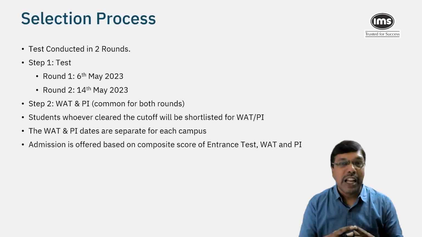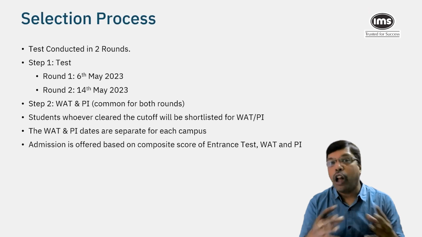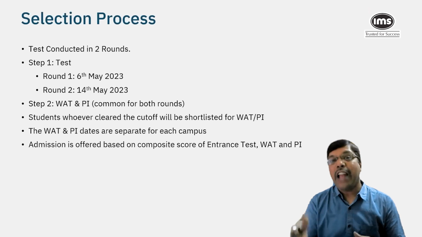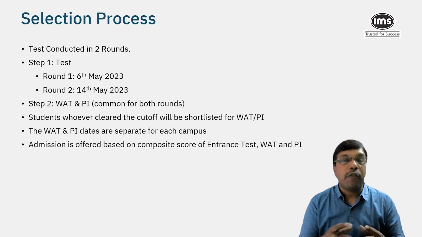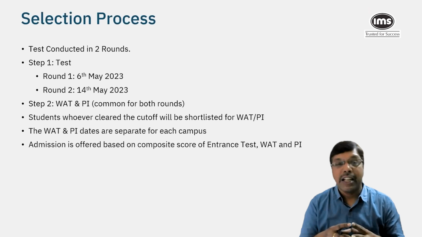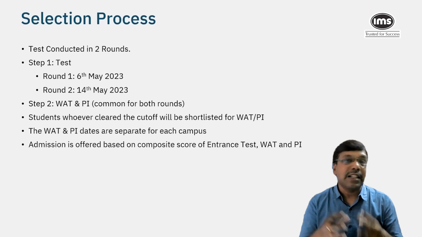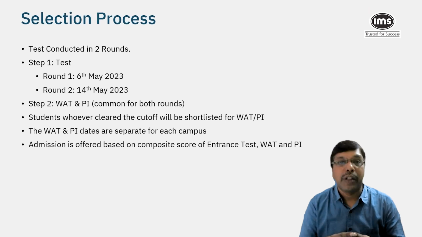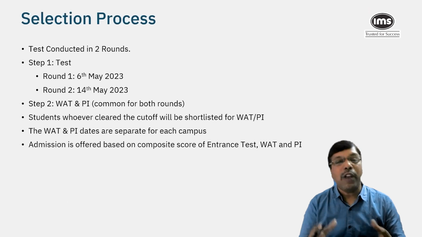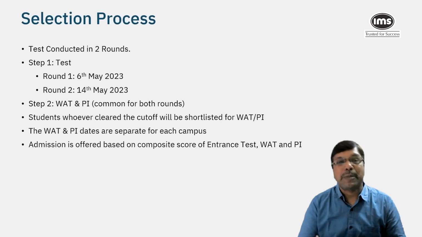For example, if a student has opted for Pune, Noida, and Hyderabad campuses for BBA, and if he clears the cutoff for all the 3 campuses, then the student will have to attend the personal interview for all the 3 campuses separately. And the final admission is based on the performance of the student in the written test as well as VAT and personal interview. In most cases, there is equal weightage given for the SET as well as the VAT-PI process.